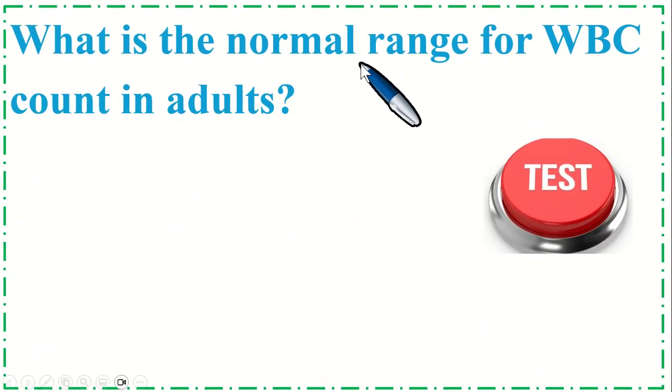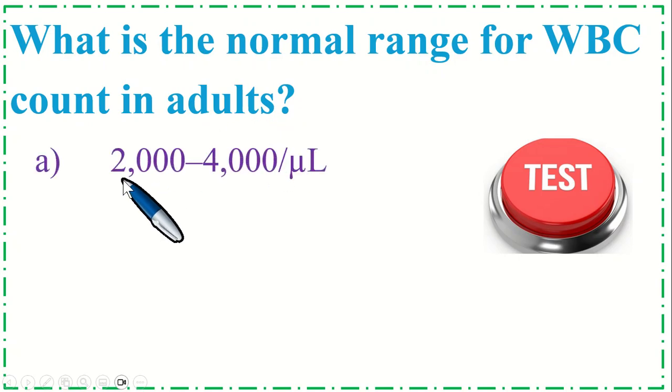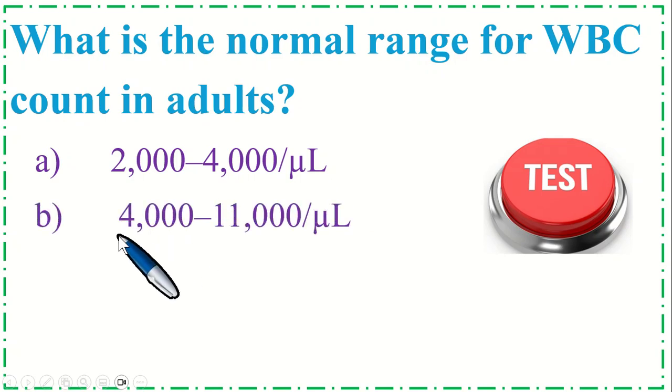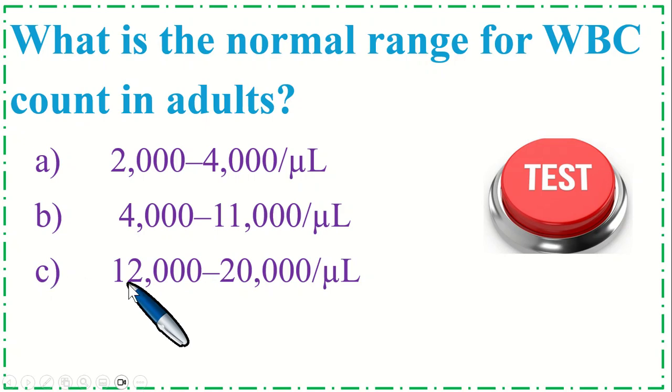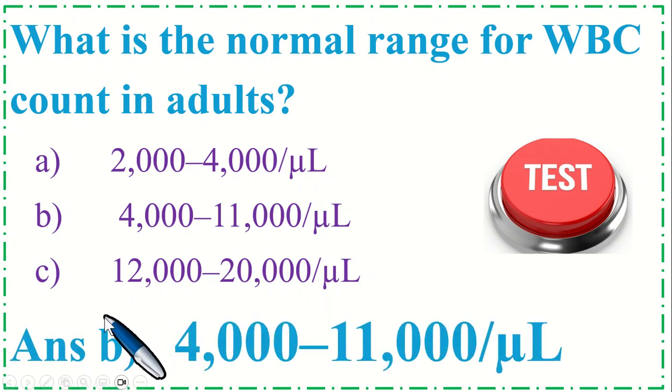What is the normal range of WBC count in adult? Option A 2000 to 4000 per microliter, option B 4000 to 11,000 per microliter, option C 12,000 to 20,000 per microliter. So the correct option is B 4,000 to 11,000 per microliter.